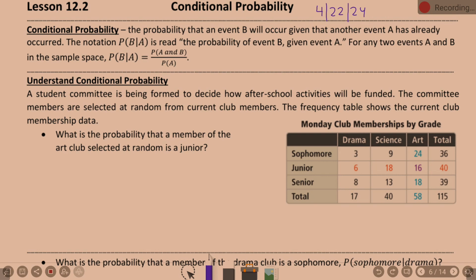So first example, a student committee is being formed to decide how after-school activities will be funded. The committee members are selected at random from current club members. The frequency table shows the current club membership data. Okay, so you guys can read. You see the categories of sophomore, junior, seniors, the categories of drama, science, art, and the various totals. And our first question that we're going to work on here, what is the probability that a member of the art club selected at random is a junior?